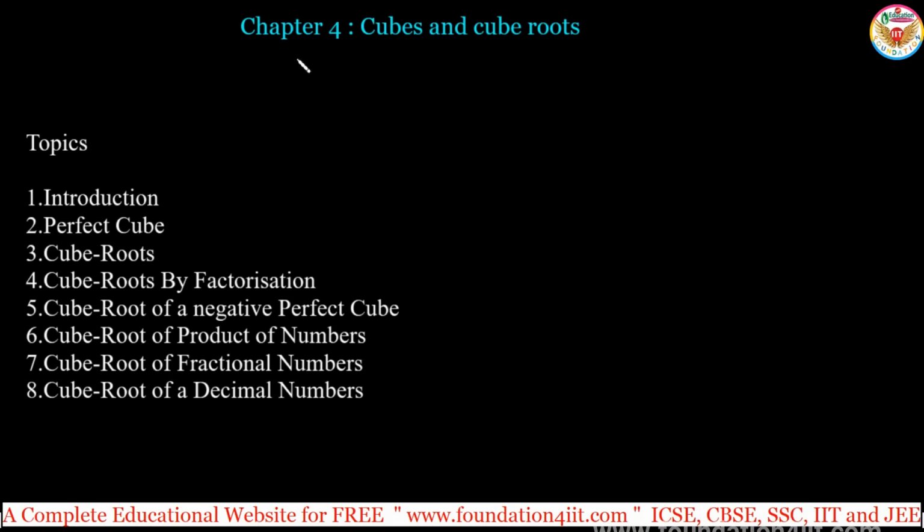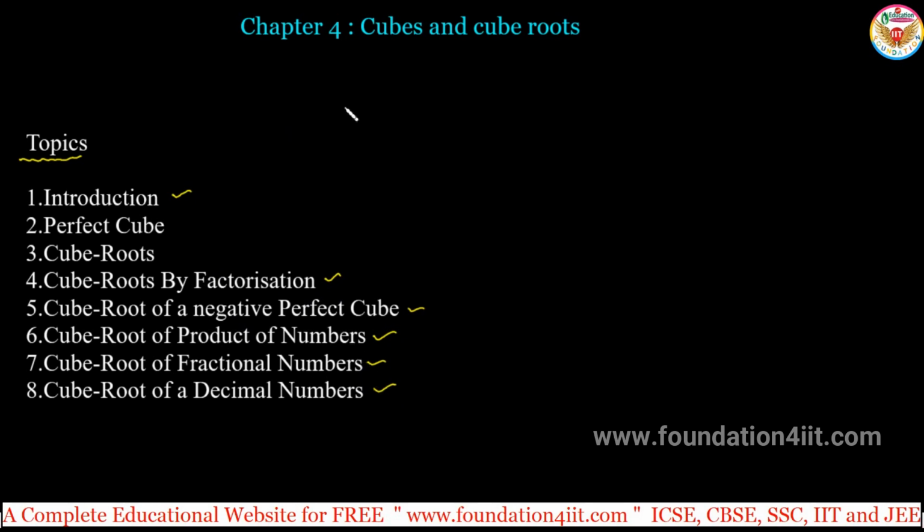From class 8th mathematics, chapter 4 is cubes and cube roots. In this chapter, these are the topics I am going to explain for you. First, let us see what is a cube, how to define it, and perfect cube, and how to find out the cube roots. So these are the methods: by factorization, how to find the cube root, cube root of a negative perfect cube, cube root of a product of numbers, and similarly how to find the cube root of fractional numbers and cube root of decimal numbers. These are the things we'll see one by one.